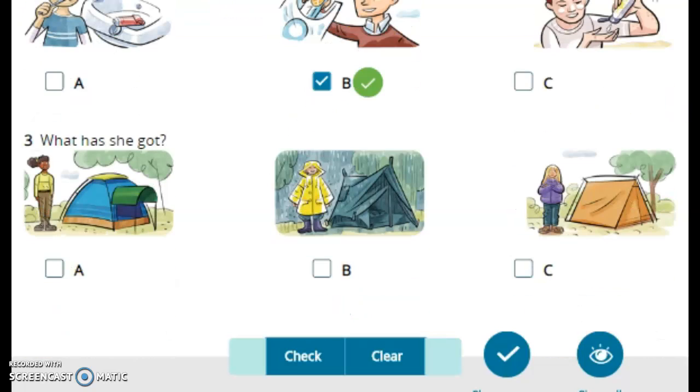What has she got? Has she got a fancy tent? Yes, she has.